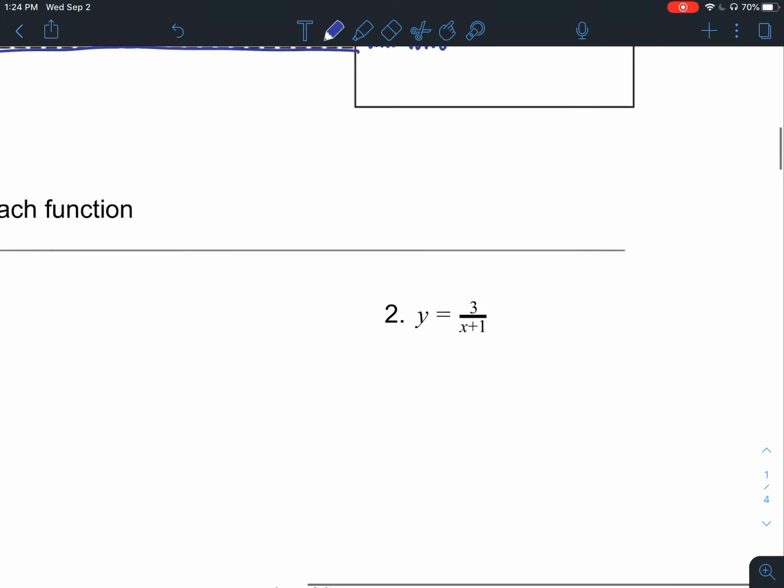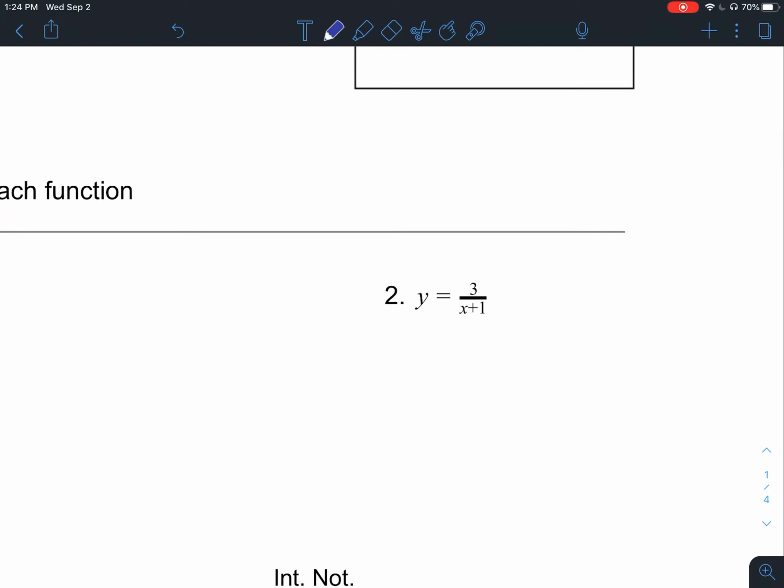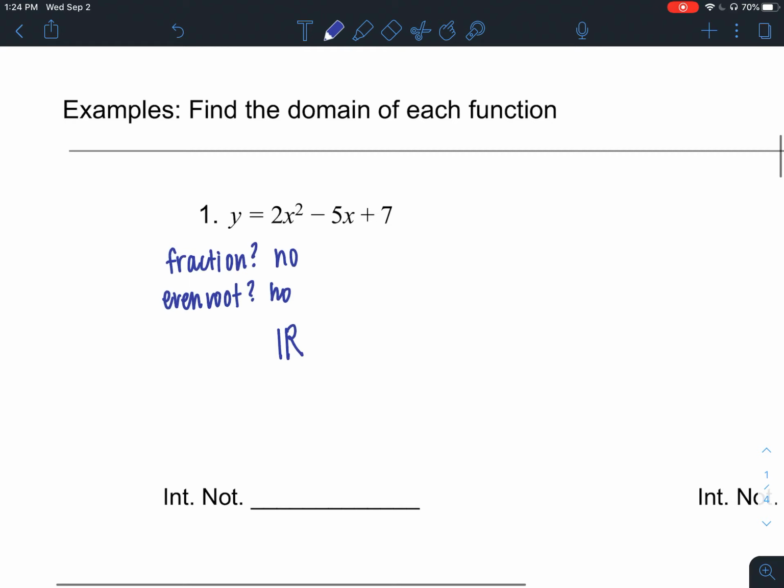Question number 2. All right. Oh, I forgot something. We have to do interval notation. So you can use your chart if it's helpful. All real numbers is all the numbers, so it's going to be all the numbers between negative infinity and infinity. And remember, we use parentheses.